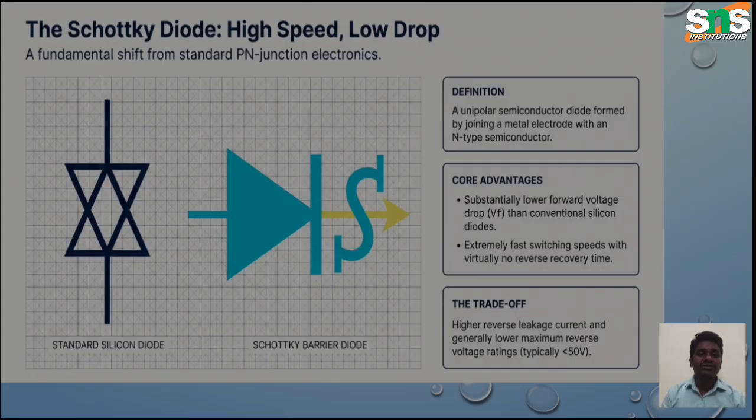Then the core advantages of this Schottky diode are a substantially lower forward voltage drop, VF, that is forward voltage, than a conventional silicon diode. This is the main difference between the conventional PN junction diode and this Schottky diode. It also has extremely fast switching speeds with virtually no reverse recovery time. This is the main advantage of this Schottky diode. The drawbacks are higher reverse leakage current and generally lower maximum reverse voltage ratings, typically less than 50 volts.